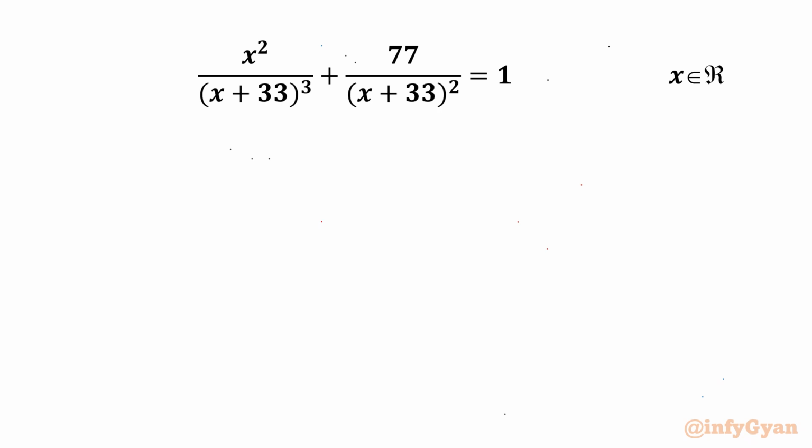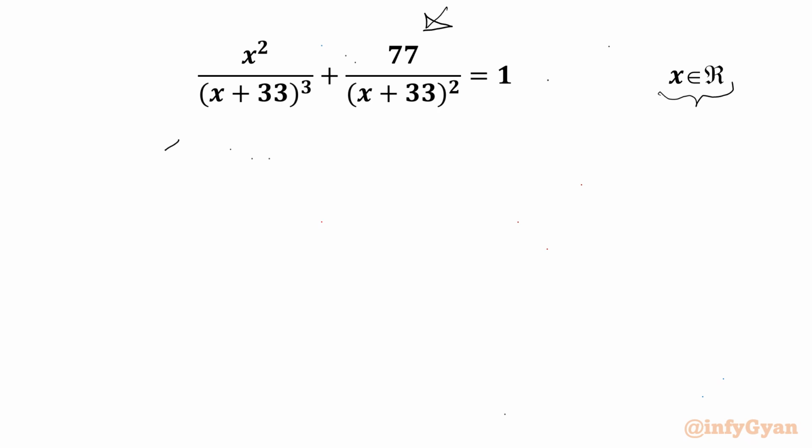Today in this video we have another very interesting and challenging question from rational equations, which we will be solving for the real values of x. So let's get it started. As we can see, we have 77 and 33 involved in the equation, so I want to reduce these numbers.